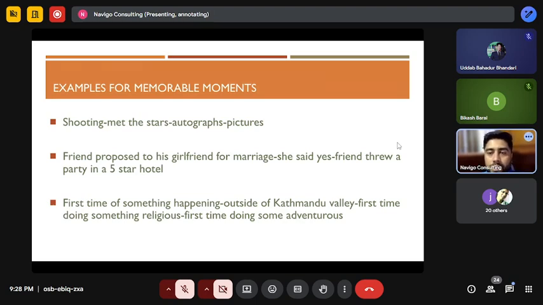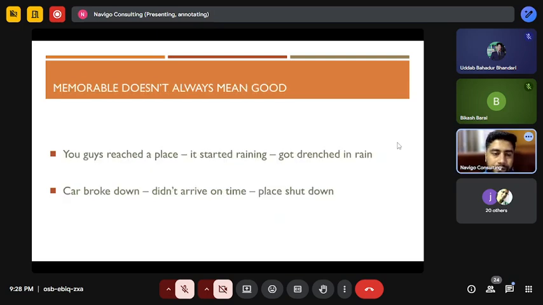Or maybe you met an interesting person during your journey. You met maybe a person that you have always admired in your life. So it might be anything, but it should be unique, right? Okay, memorable doesn't always mean good.